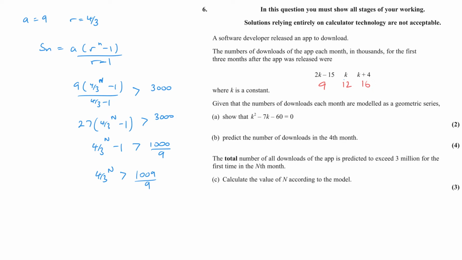Okay, so from here now I can do it in a couple of different ways. I always feel the easiest way is to take logs of both sides, so that's the way I'm going to do it. And then take the n down, we get n log 4/3 greater than log 1000 over 9, and then divide by my log, so n is greater than log 1000 over 9 divided by log 4/3. I'll rewrite it up here.